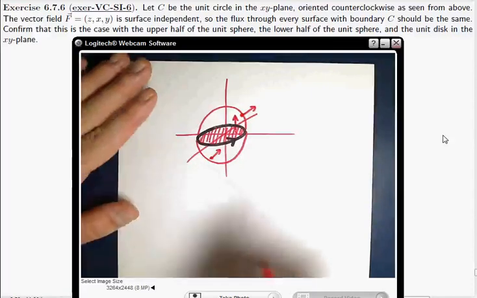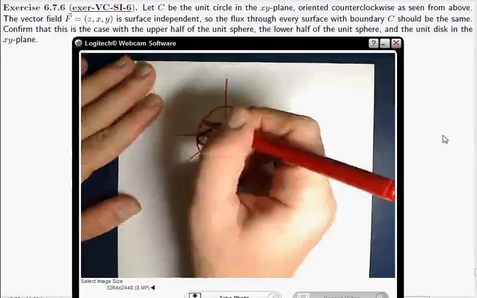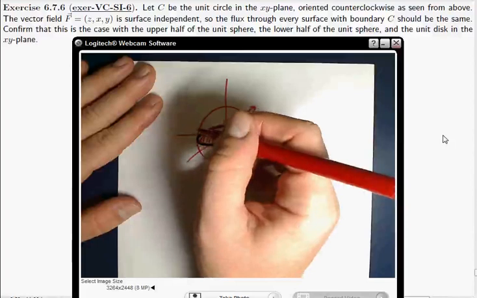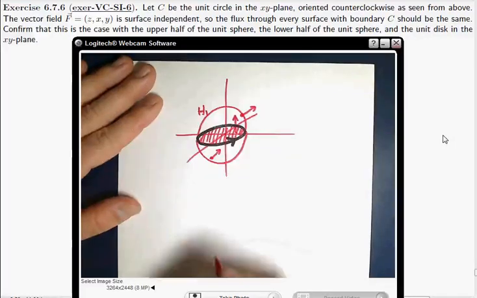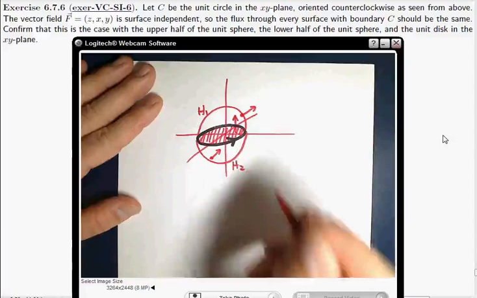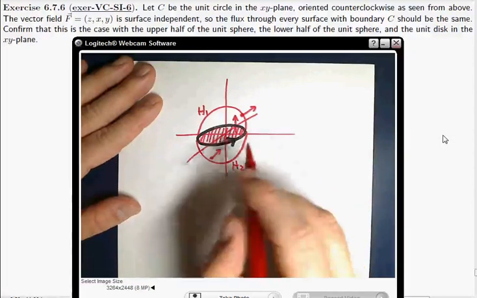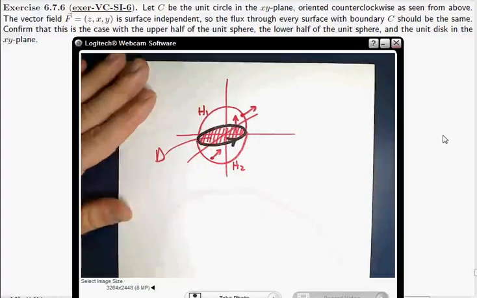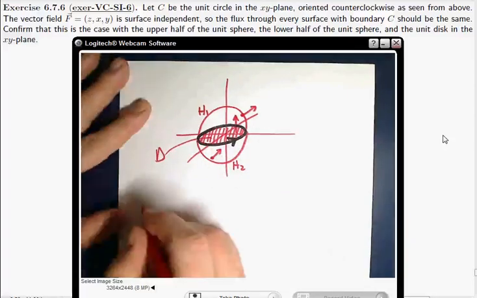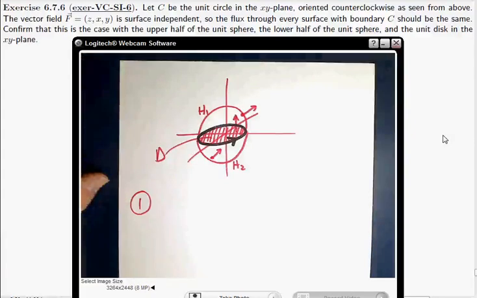So let me give names to these surfaces. I'm going to use H for hemisphere. I'll call it H1 for the upper hemisphere and H2 for the lower hemisphere, and then D for the disk. All right, and so just one at a time. Let's do the upper hemisphere first.